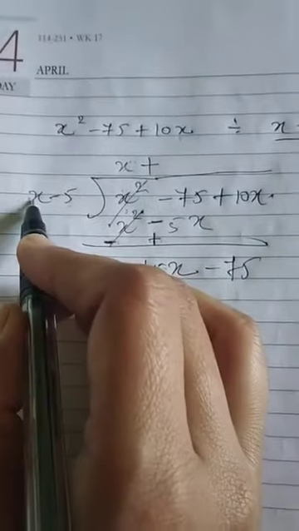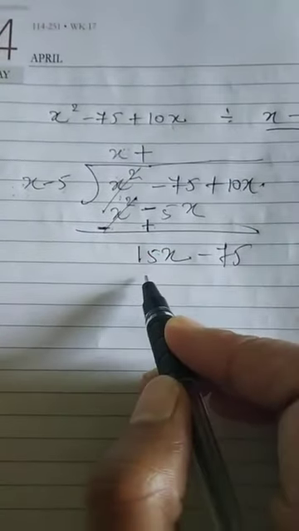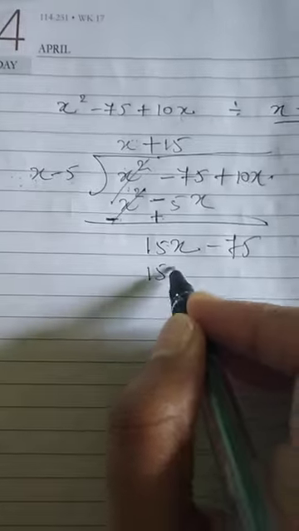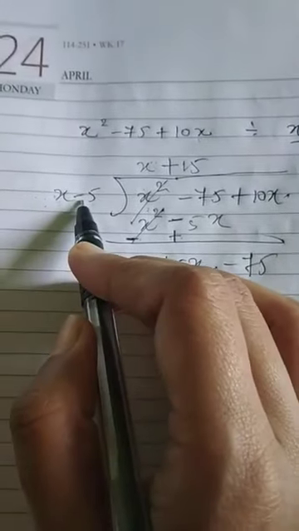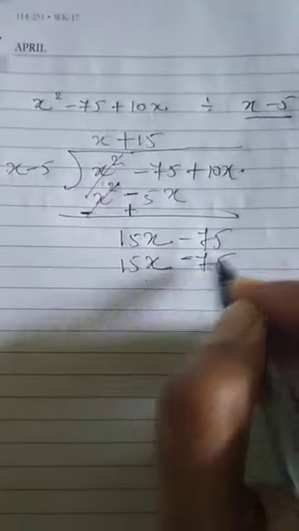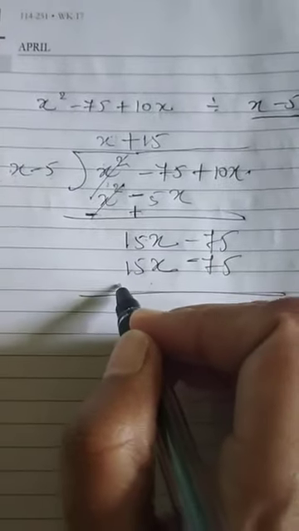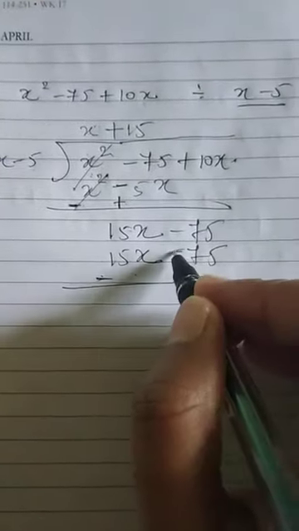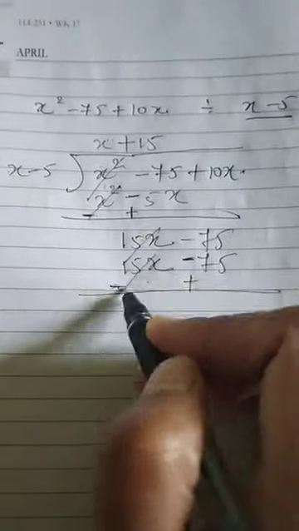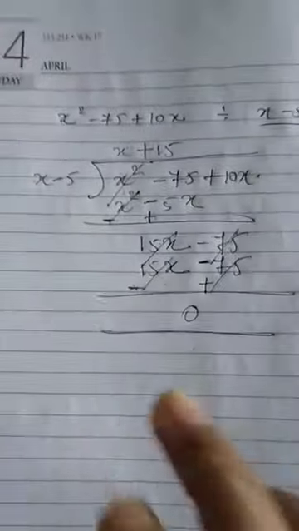Now x with x, what will you multiply so that we get here 15x? X into 15, we will get 15x. Now this 5 will also get multiplied with this. Minus plus minus. 15 into 5, 75. Now again we have to change the sign. This is plus, so it will become minus. This is minus, so it will become plus. Minus plus minus cancel. Minus plus cancel. We will get here 0. This is the complete division.